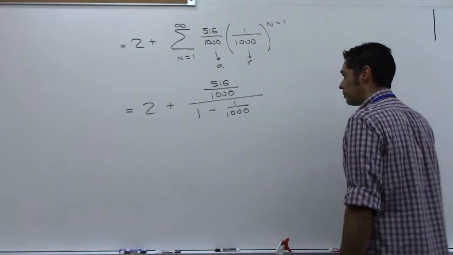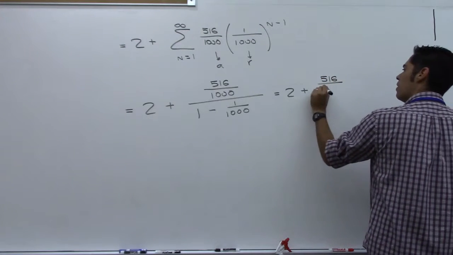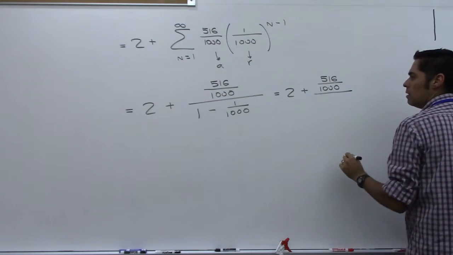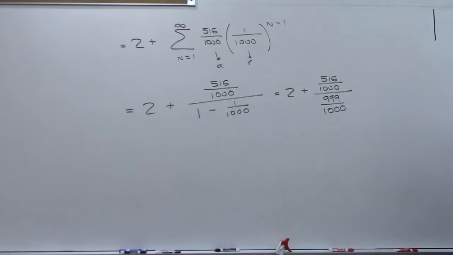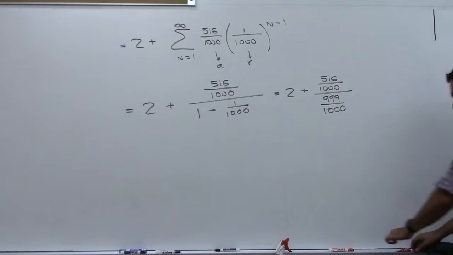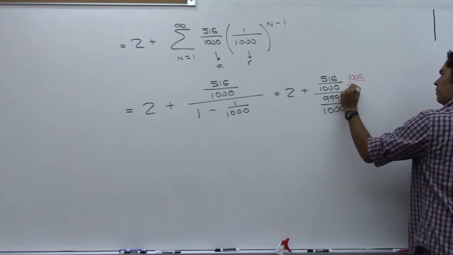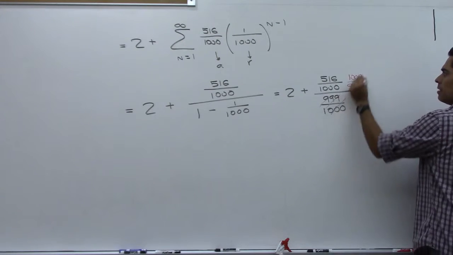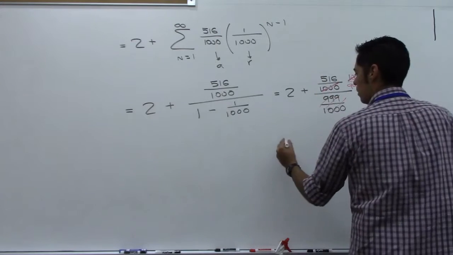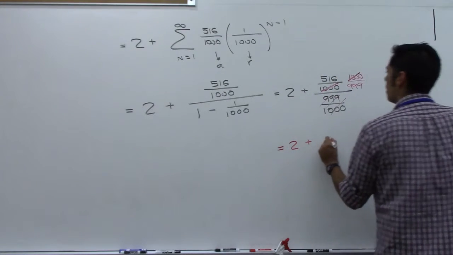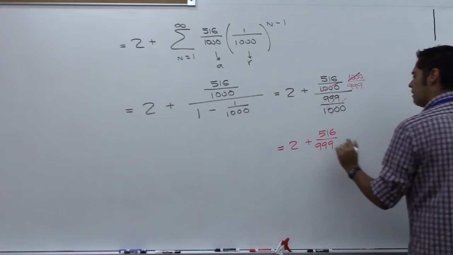So 1 minus R, which is 2 plus 516 over 1,000 over, what's this, 999 over 1,000. And then I flip. So when I flip this, 1,000 here, 999, that's gone now. Thousands cancel, and I get 2 plus, let's see, 516 over 999.